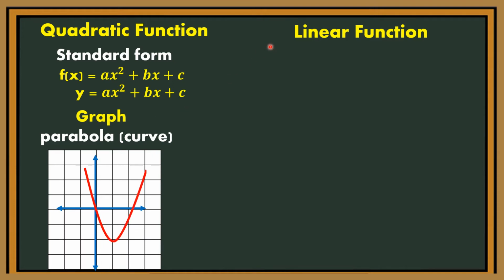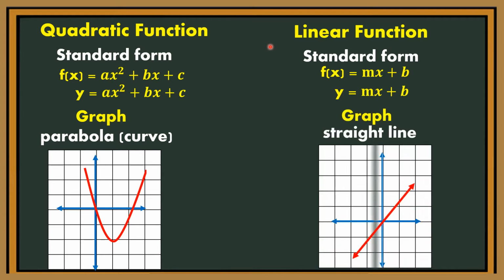Sa linear function naman, the standard form is f of x is equal to mx plus b, or y is equal to mx plus b. And the graph is a straight line, like this. So, mapapansin nyo, kapag quadratic function, ang highest exponent ng x is 2, naka-second degree. Pero, sa linear function, ang highest exponent ni x is 1. So, naka-first degree. And then, yung graph ng quadratic function, curve. While linear function is straight line.